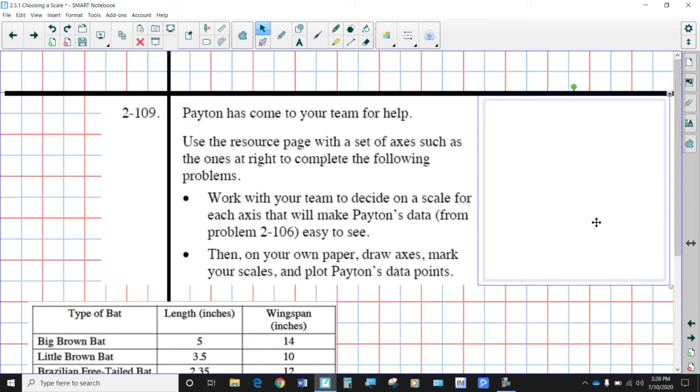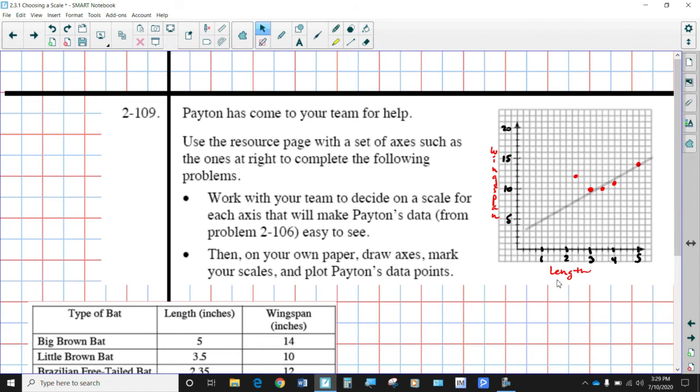Okay, so here we go. I'm going to take away this, and this is going to be my graph. For the length, I decided to count by quarters. So this is 4 steps to get to 1. So 1 1/4, 1 1/2, 1 3/4, 2, and so on and so forth. I was able to get all of the bats in with their lengths. It just gave me enough room to get to the big brown bat that has a length of 5 inches.